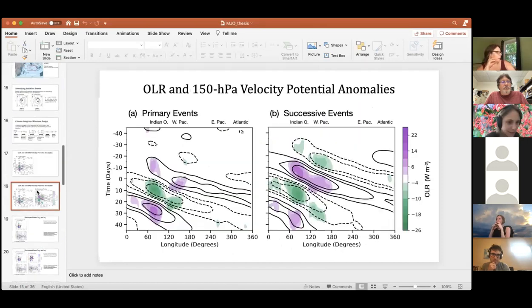Where you've got your propagating one versus your primary versus your successive one. If you notice in your successive figure, you've got negative or positive OLR anomalies at lag day -10, and then weakly positive ones at lag day -10 in the primary events. Can you get something weakly positive if you have a strong negative signal that's actually interfering with that?